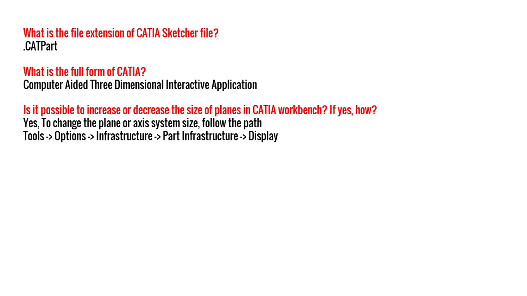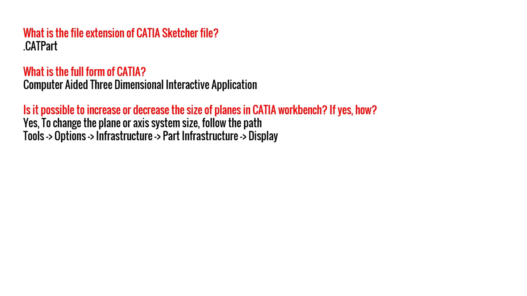To change the plane or axis system size, we have to follow the path Tools, Options, where we will be able to find 99% of settings related to CATIA, whether it is the sketcher environment, part design environment, assembly design environment, drafting, sheet metal, whatever it is. Tools, Options, you will be able to find 99% of the settings.